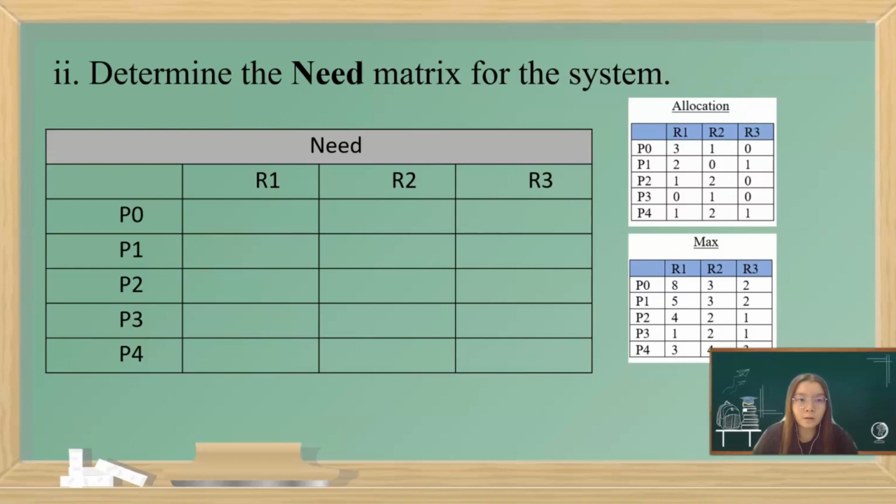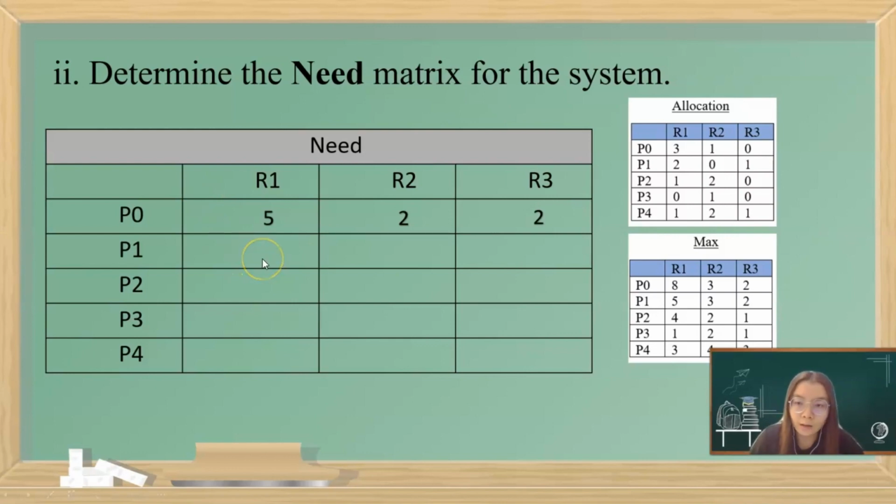The second question is to determine the need matrix for the system. We get the need value by using the max value minus the allocation value. For example, we can find R1 of P0 with the max, which is 8, minus the allocation, which is 3, so the need is 5. For R2, 3 minus 1 is 2. And for R3, 2 minus 0 is 2.